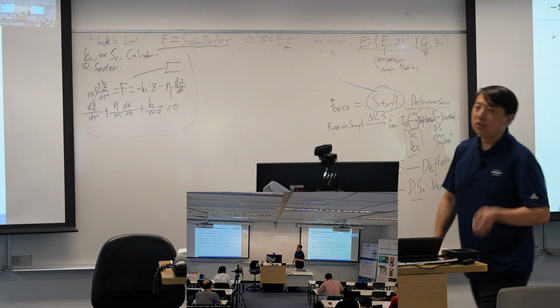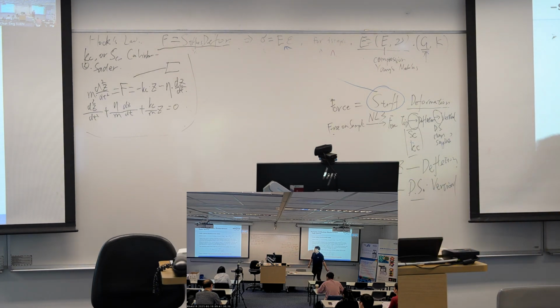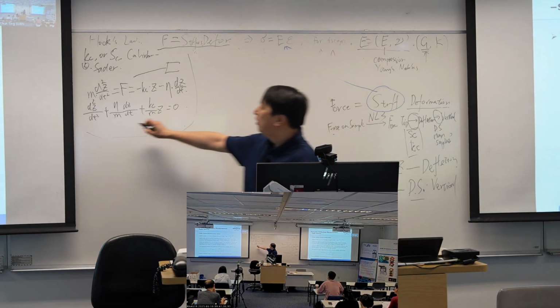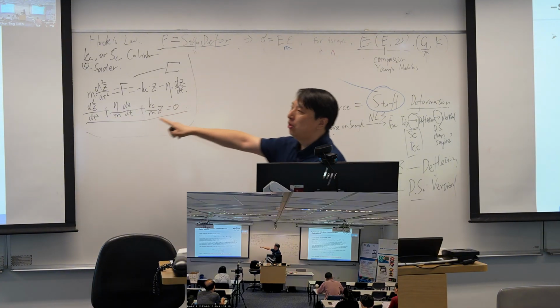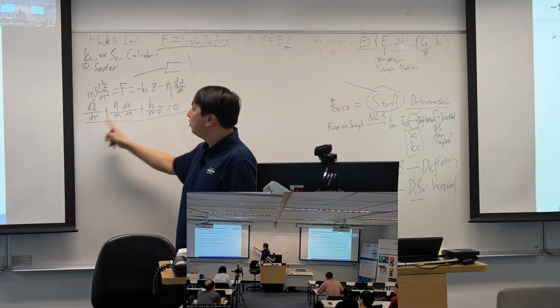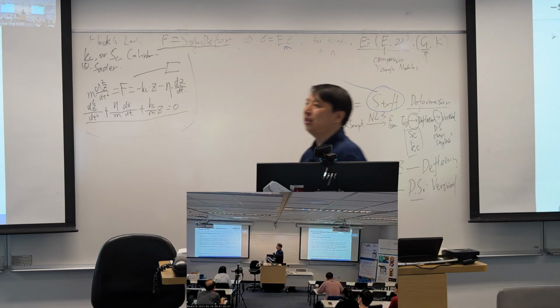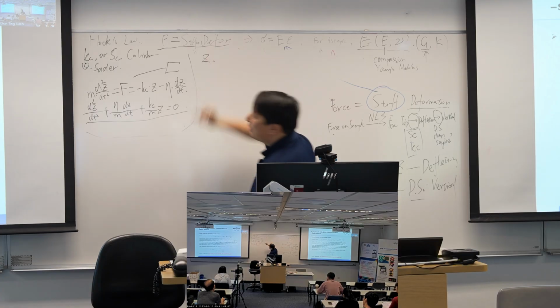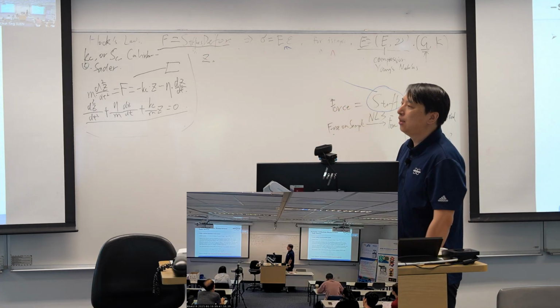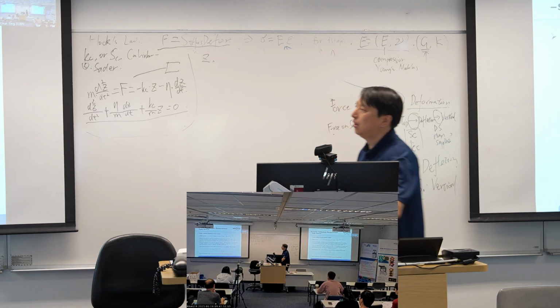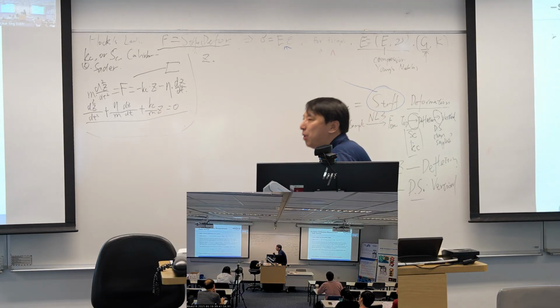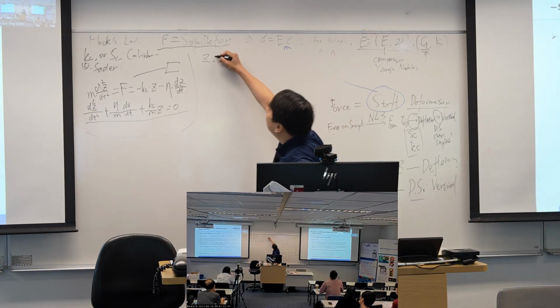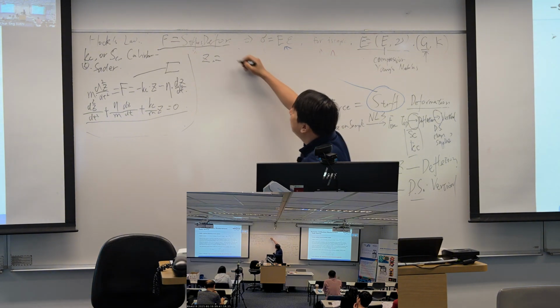Okay, to solve this equation, I think you have done it many times in your university. For this kind of equation, you have the second order derivative, zero, and itself. So we can guess its solution should be an exponential function, and we can write it down in this way.